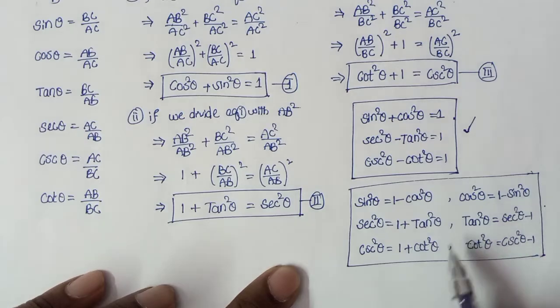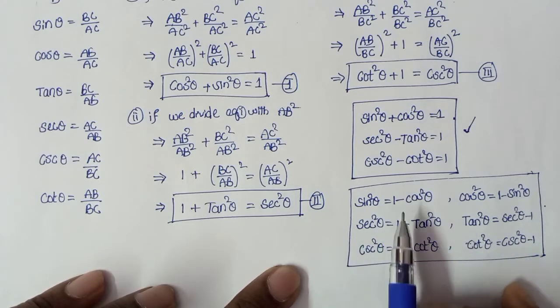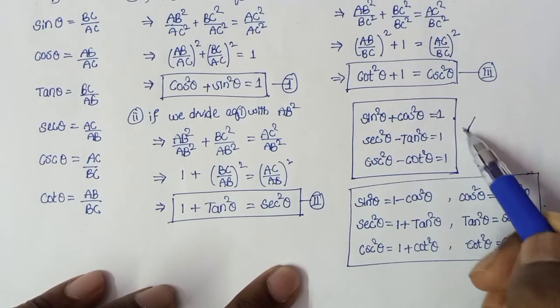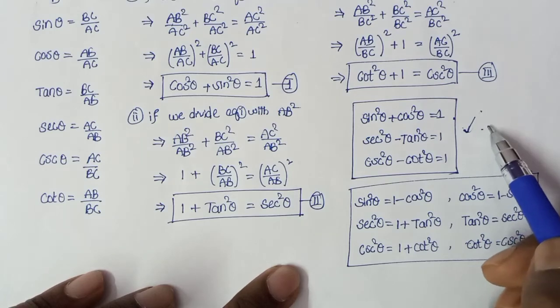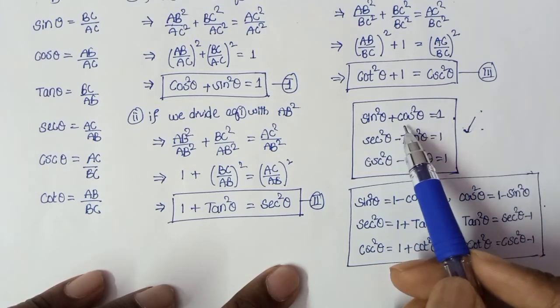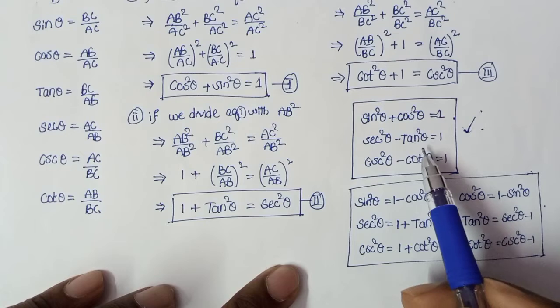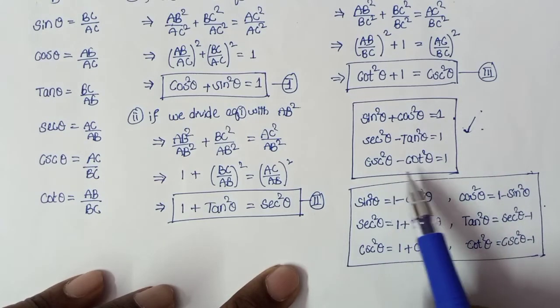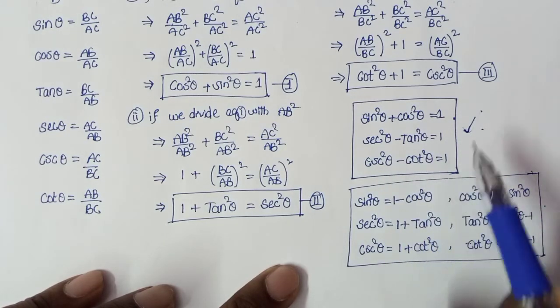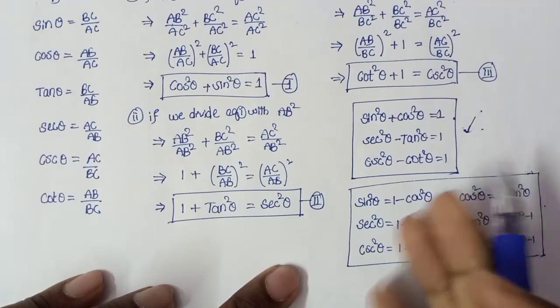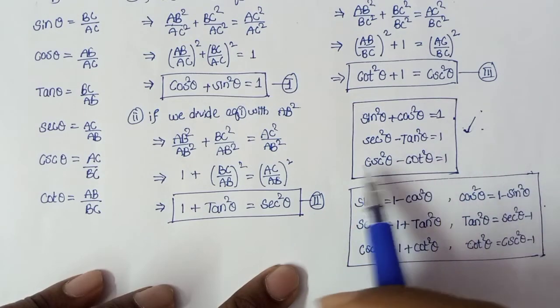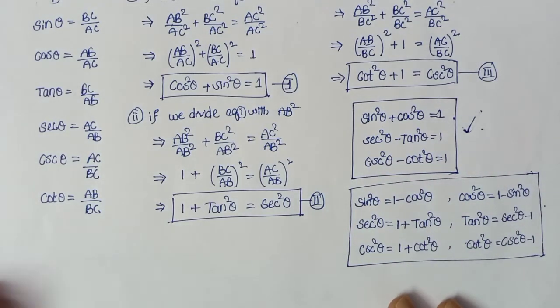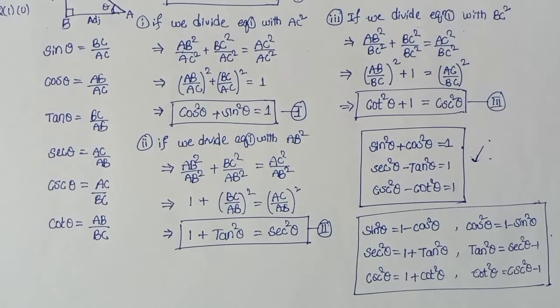This is just to make you aware of these things, but remembering it like this will always be helpful for you, because sin square theta plus cos square theta is 1, sec square theta minus tan square theta is 1, cosec square theta minus cot square theta is equal to 1. So all the ones are on one side and the remaining trigonometric ratios are on this side. These are the trigonometric identities.